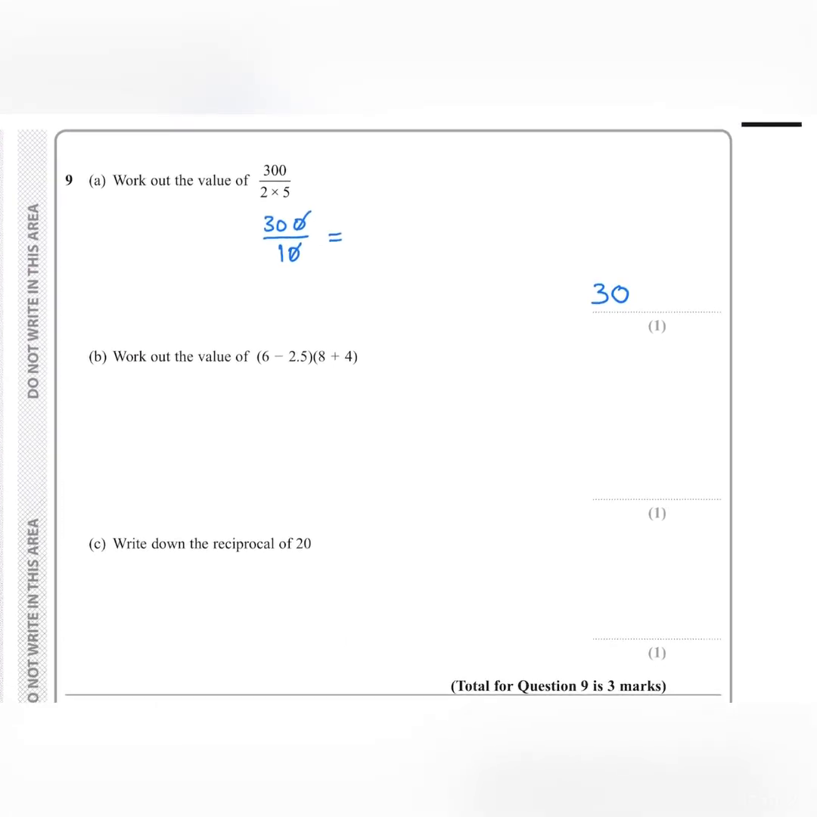Okay, and then it says work out the value of this calculation, and we're given brackets, so we're going to do brackets first. 6 take away 2.5, that is 3.5, and then there's an invisible times sign here between the brackets, and then 8 plus 4 is 12, and 12 times by 3.5, and on that calculator, if you work that out, that is 42. Okay, so 42 is the answer for this.